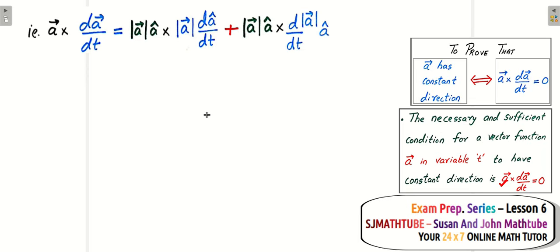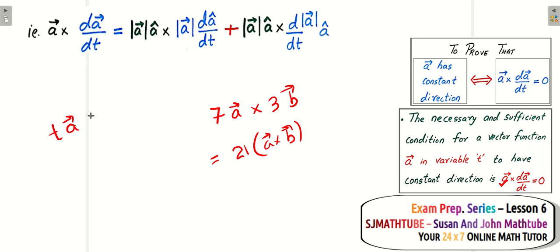Now one important thing. Suppose we have something like 7A cross 3B. What you do is you write this as 7 times 3, that will be 21 A cross B. Now suppose you have something like t into A cross sin t into B. You can apply the same logic or the analogous logic, that will be t into sin t and then A cross B.